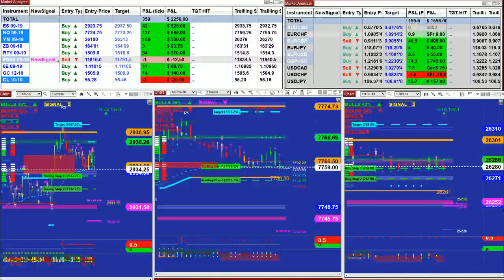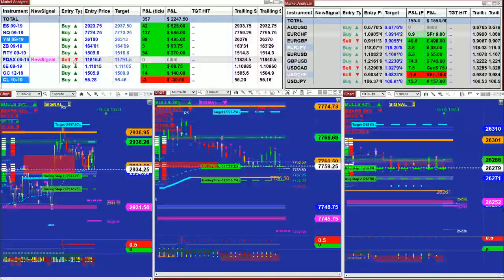For the DAX traders, there's a new sell on the DAX, sell at 816, 7915 is the target. Thank you.